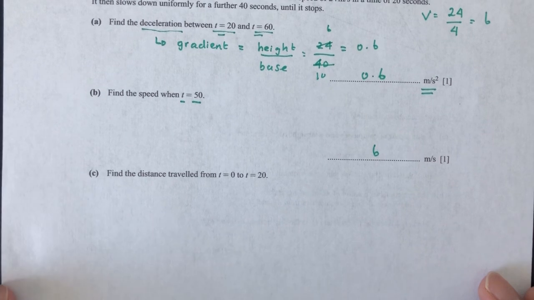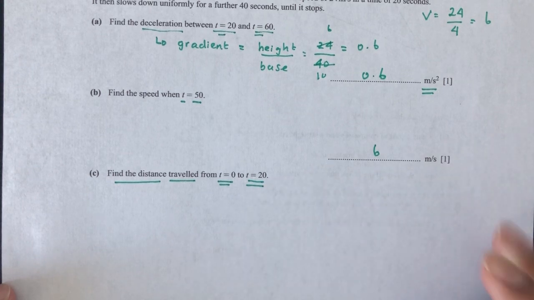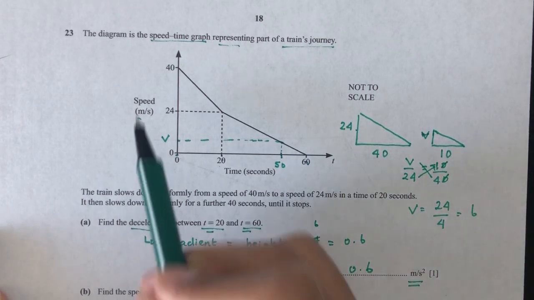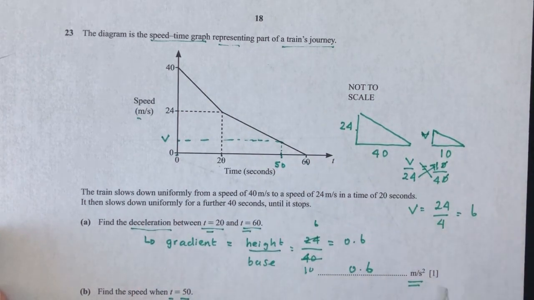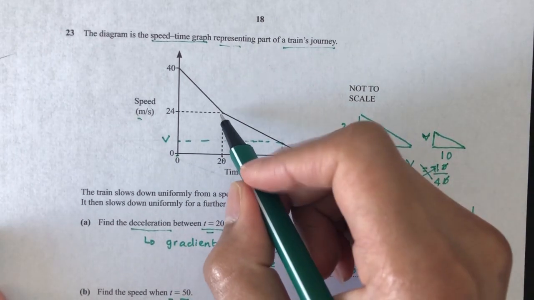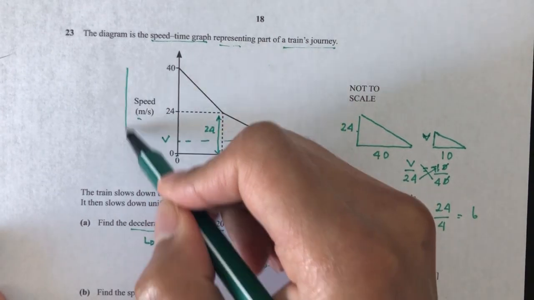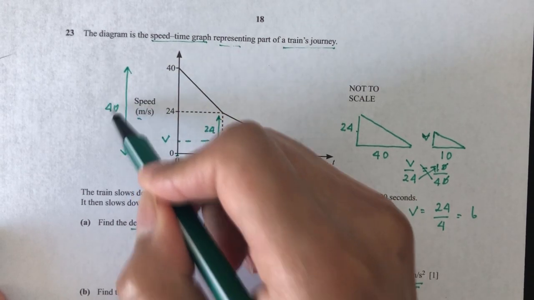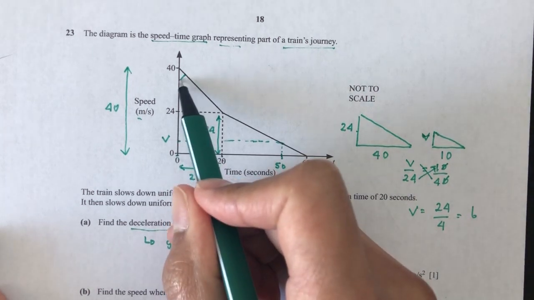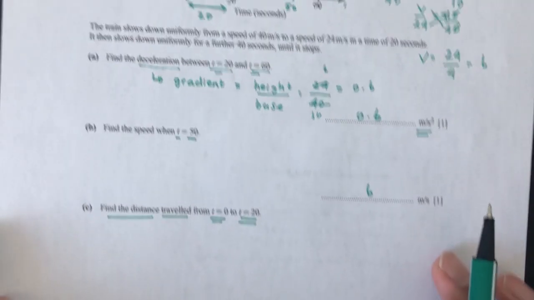So now part C, find the distance traveled from t equal to 0 to t equal to 20. So it will be this distance. Whenever we have a speed-time graph, distance traveled is equal to the area under the graph. We observe that this height is 24 and this height is 40 and the distance in between will be 20. So this region is a trapezium.